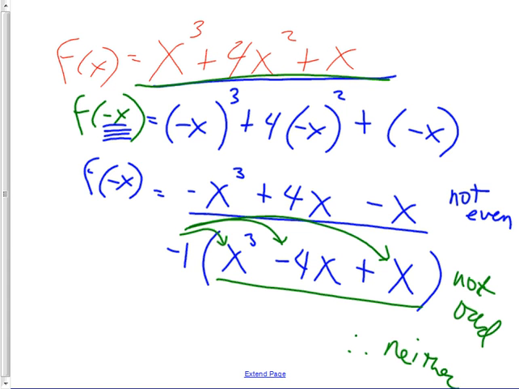All right. One more that's a little simpler. I'll tell you this is even, but I want you to prove it. Use f of x. Write legibly so somebody else can read it.